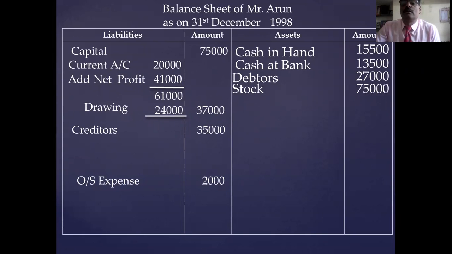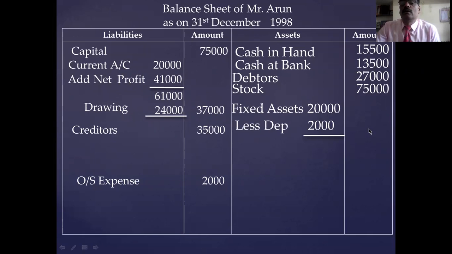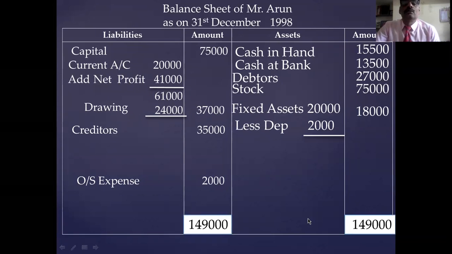Trading account credit side 75,000. Then you take the fixed asset in the inner column 20,000 less depreciation 2,000 from the P&L account. 18,000 is the balance. Okay. This is the completed one. So total is 1,49,000.